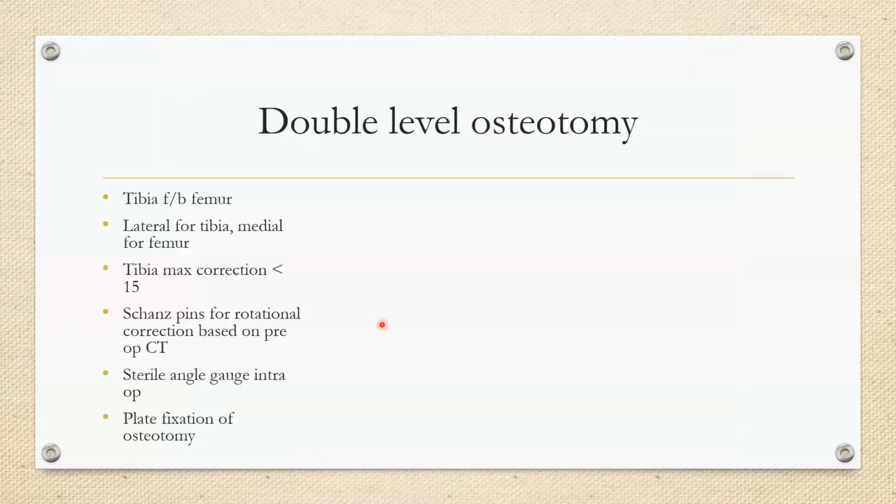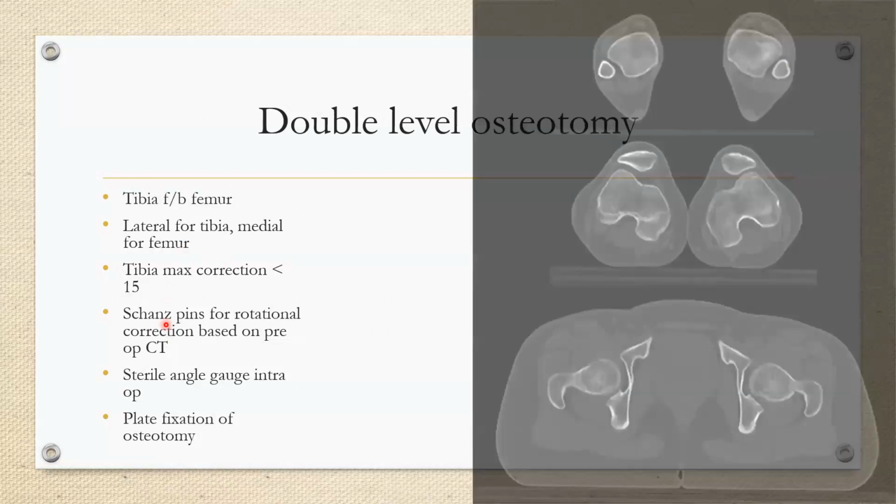Just a quick note on double level osteotomy. The tibia is done first, followed by the femur, with a lateral posterior tibia and medial posterior femur approach. The maximum correction done in the tibia is usually less than 15 degrees. Again, transfixing pins are used for the tibia and the femur based on pre-op CT measurements, and a sterile angle gauge should be used intraoperatively to measure the amount of correction. Both osteotomies are fixed using plates.